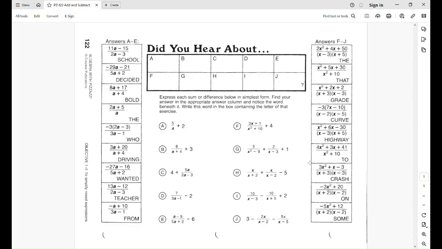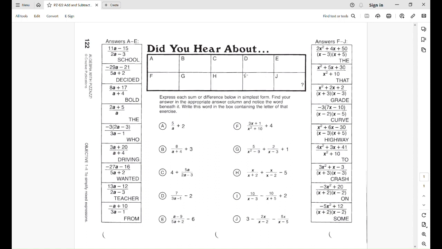So here's the puzzle that goes with our extra practice problem set. In this one we have one of these "did you hear about" type puzzles. The idea here is that we solve all these different problems, and let's say that I solve A, for example, and I find the answer in one of these columns of answers. And actually, the A through E are going to be this left column. F through J, we're using this right column here. So I find the answer over here. Whatever word is next to that answer, I just put in the box with that letter up here.